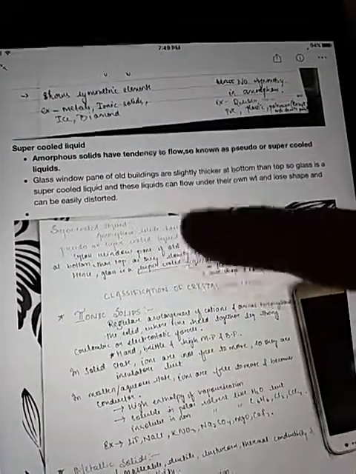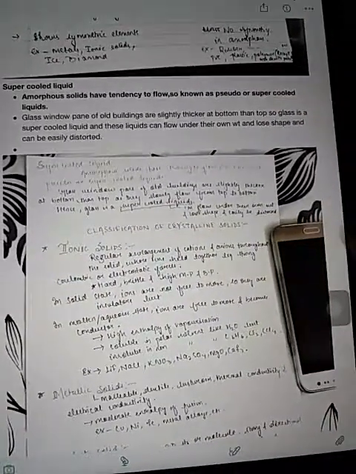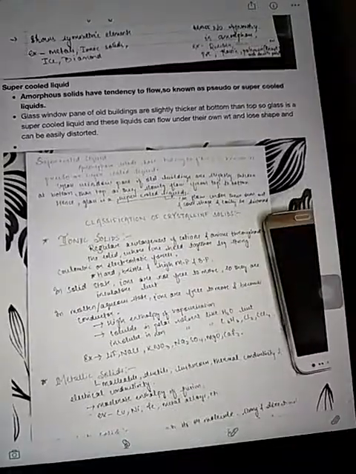The glass window pane of old buildings, as I expressed to you, this was its diagram. Glass window panes of old buildings are slightly thicker at the bottom than at the top. So glass is a supercooled liquid, as these liquids can flow under their own weight, because they have small tiny particles. They can flow under their own weight, lose shape and can easily be distorted.